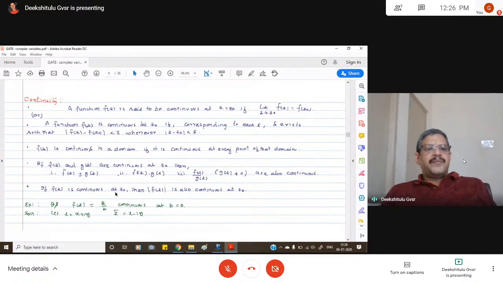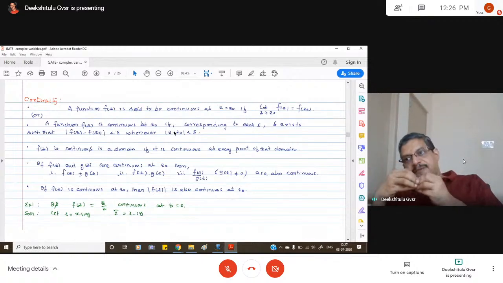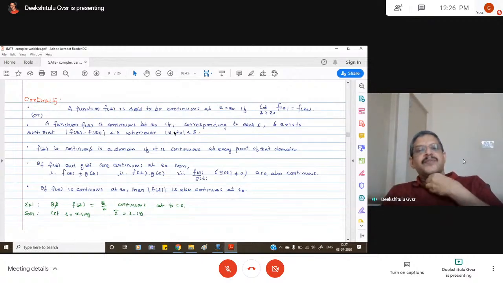Then coming to continuity. A function f(z) is said to be continuous at z equal to z naught if the limit value is equal to the functional value. These are all the same as your basic calculus. A function f(z) is continuous at z naught if corresponding to each epsilon there exists a delta such that mod of f(z) minus f(z naught) is less than epsilon whenever mod of z minus z naught is less than delta. So whenever z approaches z naught, then f(z) approaches f(z naught). That is what we mean by continuity.